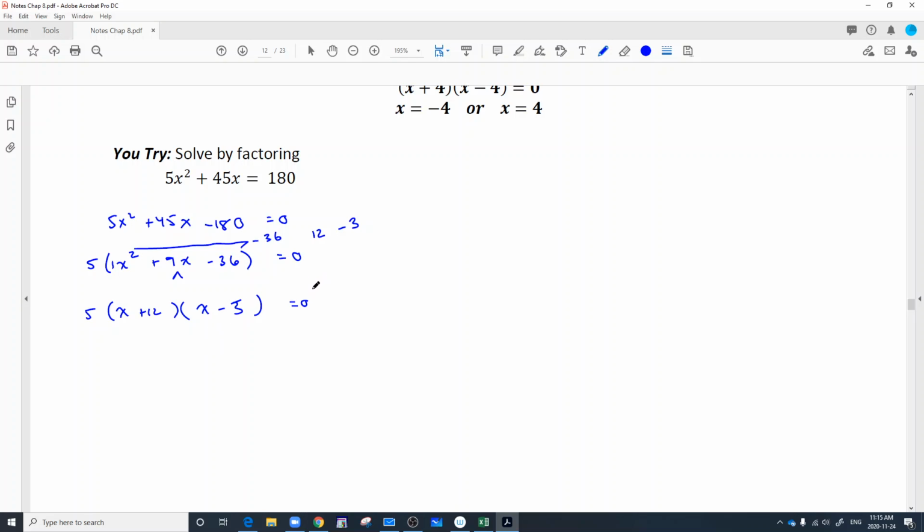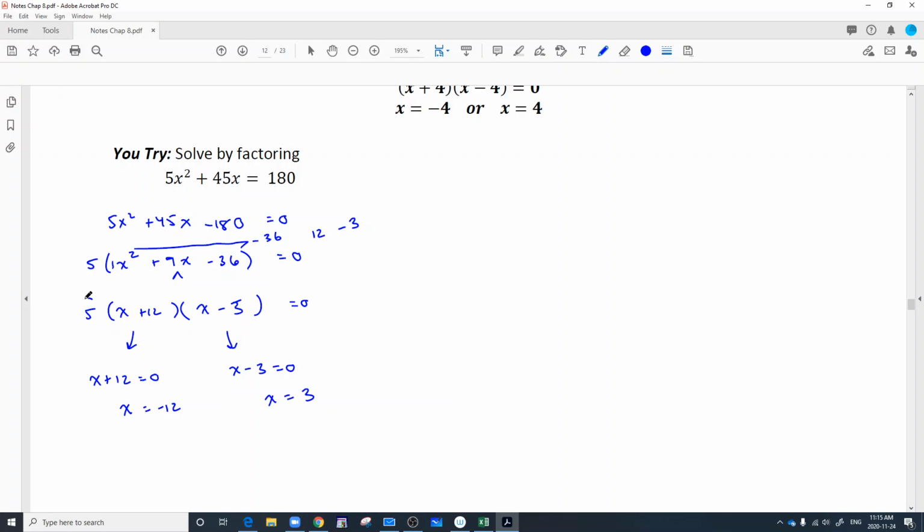So now that we've set it equal to 0 and we've factored, now we're going to set each factor equal to 0. So we've got x + 12 equal to 0, and we've got x - 3 equal to 0. So this would be x is equal to -12. This one would be x is equal to 3.